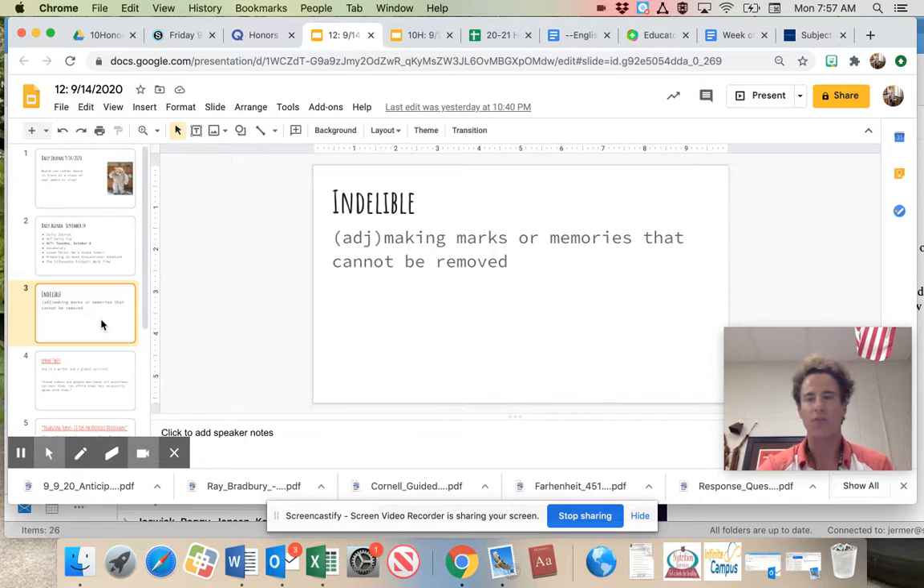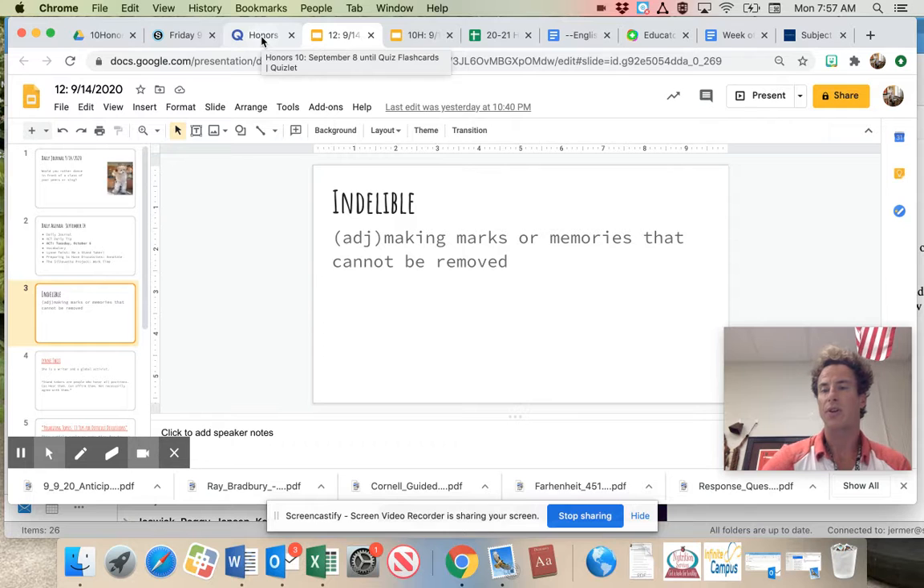Moving on, your vocabulary word for today is indelible. That means to make marks or memories that cannot be removed. I like to travel quite a bit out of the country, and so I find that traveling in diverse cultures and countries always leaves indelible memories for me to help enrich my life. And as a reminder, I also update your vocabulary word study packet, Quizlet, whatever you want to think of it, study set.